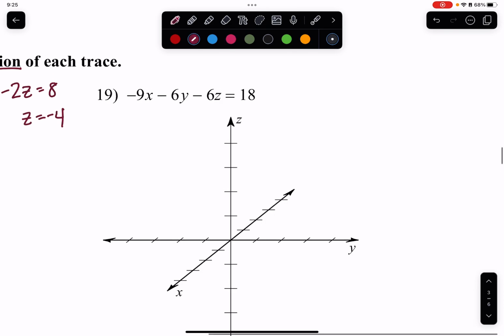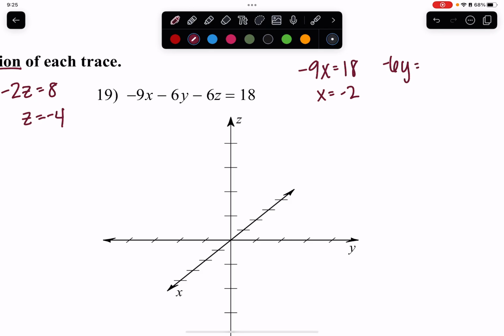So I want to first find all my intercepts. So we have negative 9x equals 18, so x equals negative 2. Negative 6y equals 18, so y is negative 3. And negative 6z equals 18, so z equals negative 3. So I have my three intercepts, and I'm going to plot all three of them now.